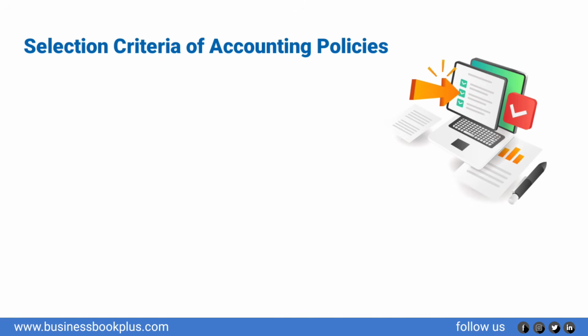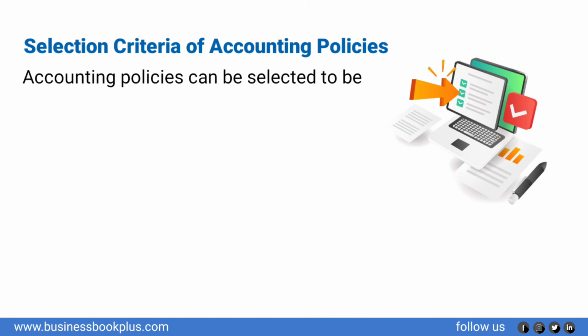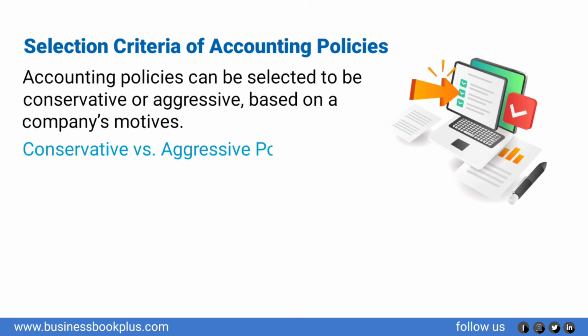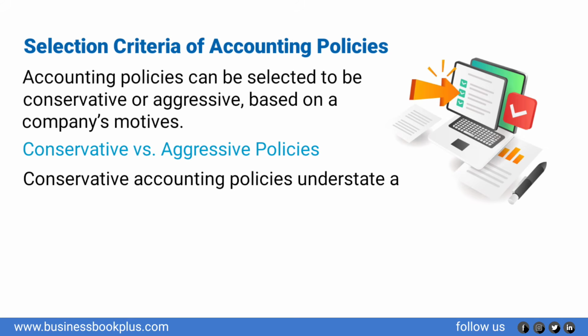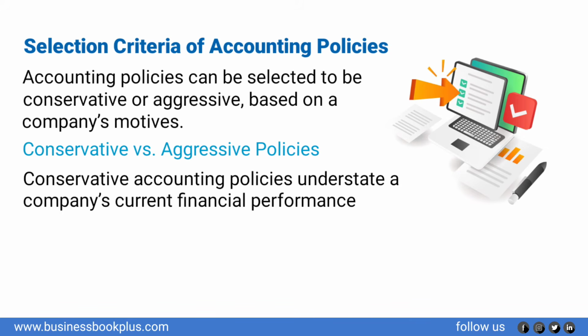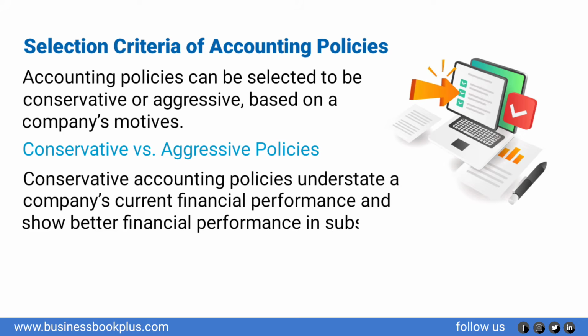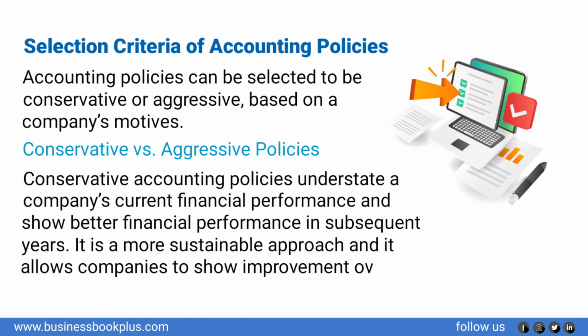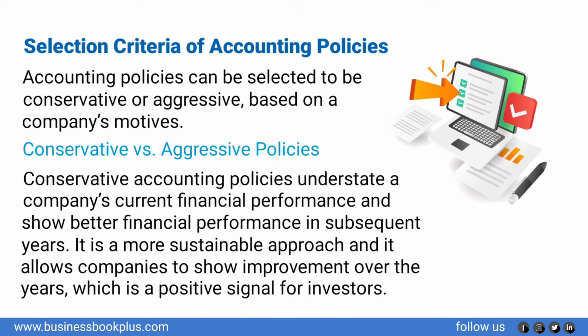Selection criteria of accounting policies. Accounting policies can be selected to be conservative or aggressive based on company's motive. Conservative versus aggressive policies. Conservative accounting policies understate a company's current financial performance and show better financial performance in subsequent years. It is a more sustainable approach, and it allows companies to show improvement over the years, which is a positive signal for investors.